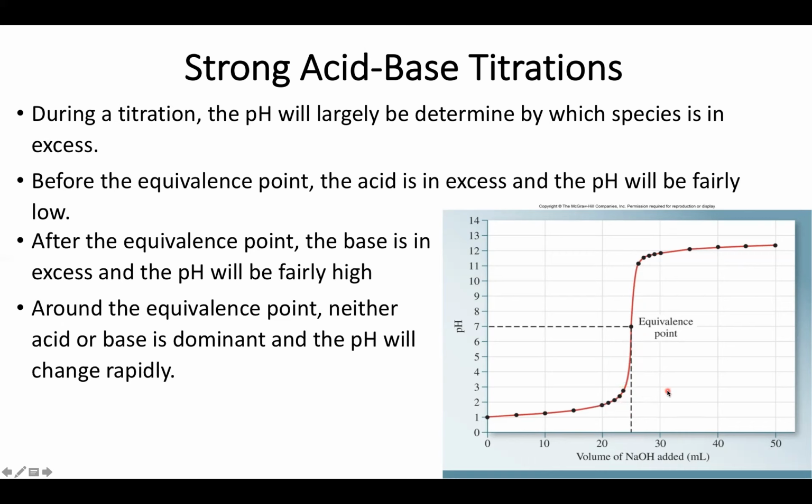And we'll go ahead and take a look at how this is both similar and different when we replace our strong acid in our analyte with a weak acid.